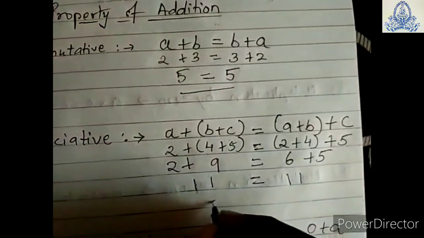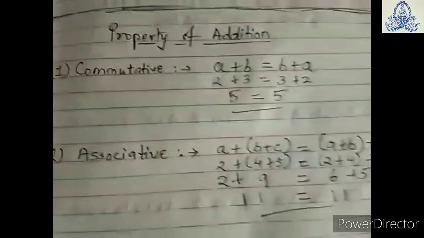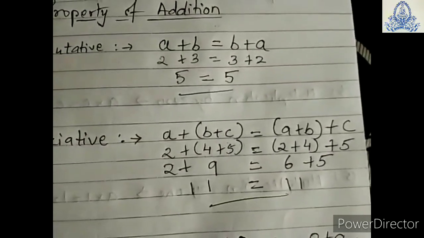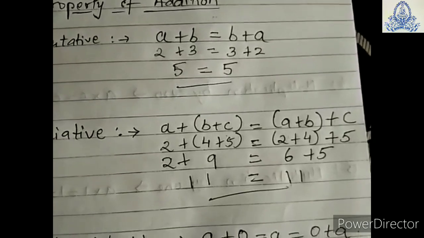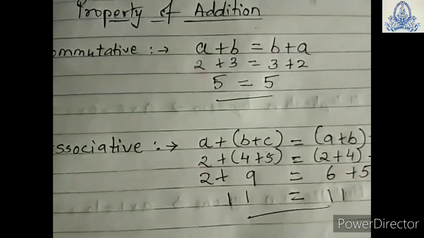So on both the sides the answer will be the same, according to the associative property of addition. A plus bracket B plus C is always equal to A plus B bracket plus C. So on both the sides the answer will be the same. This type of property is known as the associative property of addition.